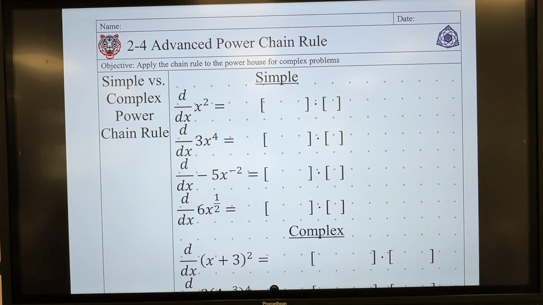We are in AP Calculus Lesson 2-4, Advanced Power Chain Rule. Alden, what's our objective? Apply the chain rule to the powerhouse for complex problems.